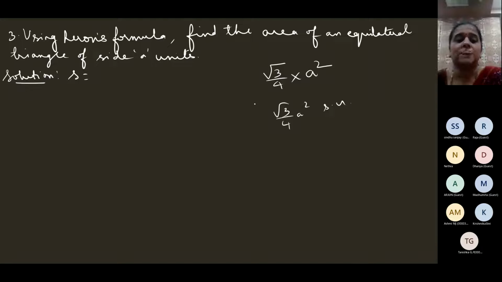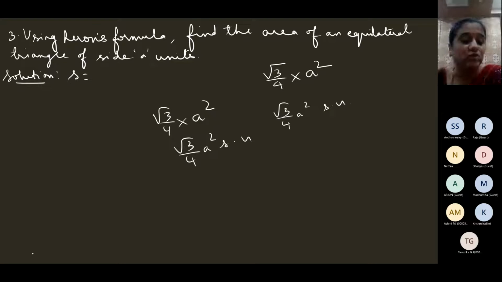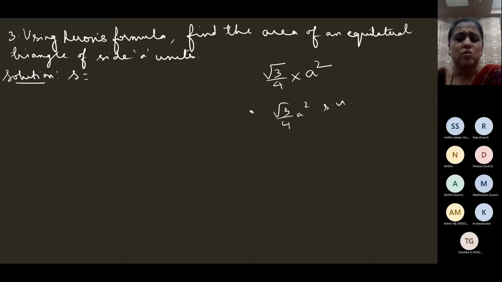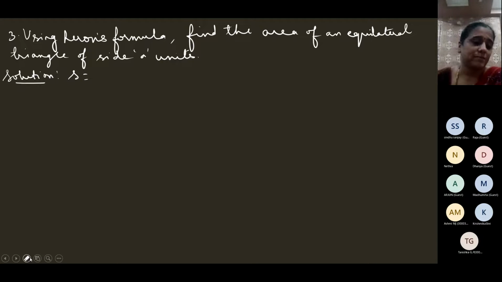But you should get this answer using Heron's formula, not like this. The question is using Heron's formula, find the area of an equilateral triangle of side A units. By the formula we know √3/4 into side square, and substituting side A, it is √3/4 into A square units. You will get the same answer, but you should get it using Heron's formula.